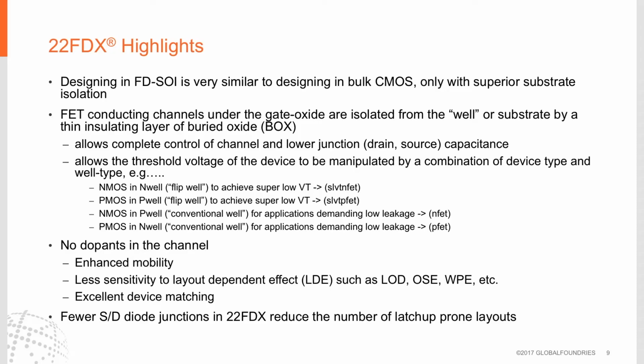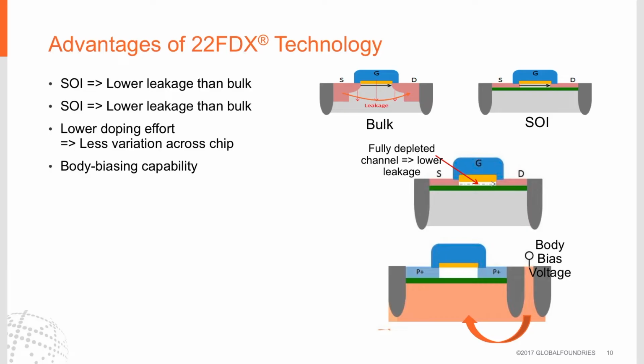With no dopants in the channel, we get enhanced mobility, less sensitivity to layout dependent effects such as length of diffusion, OSE, well proximity effects, etc. And it offers superior device matching. With fewer source drain junction diodes in 22FDX, there are far fewer latch-up issues.